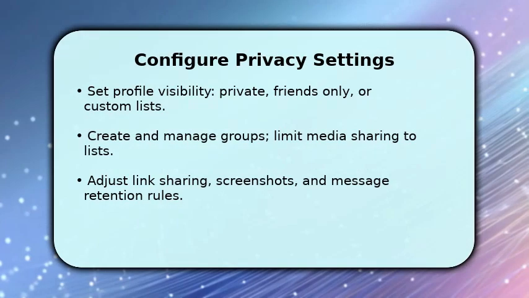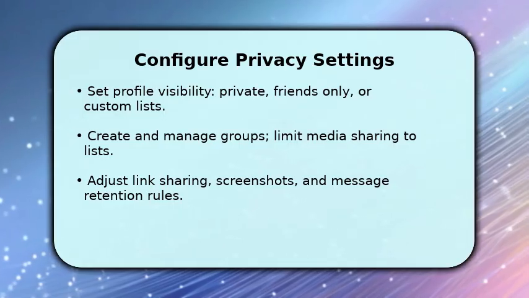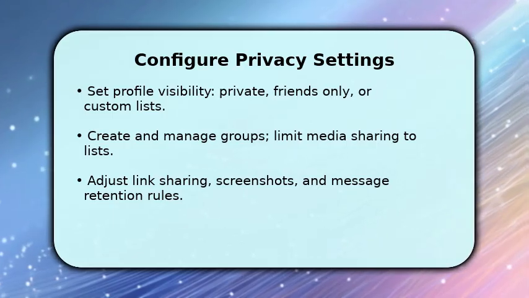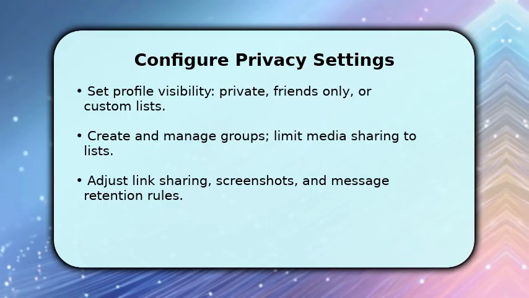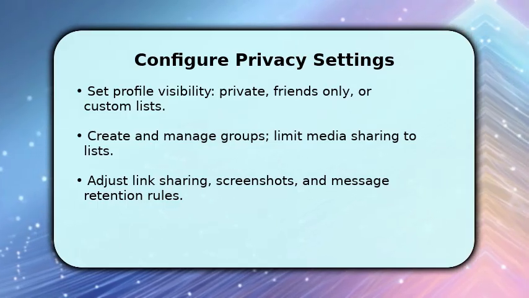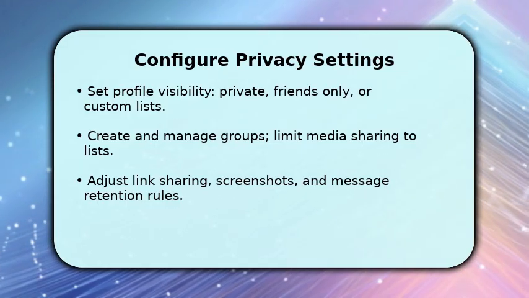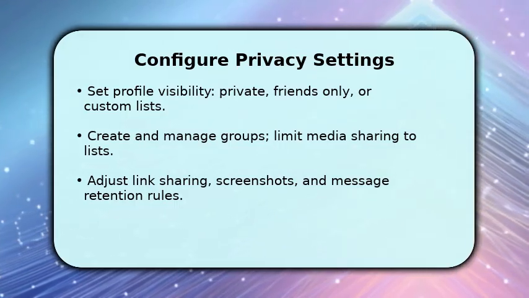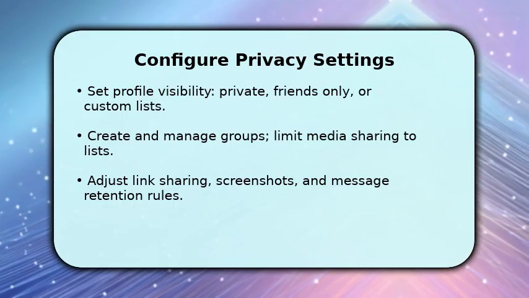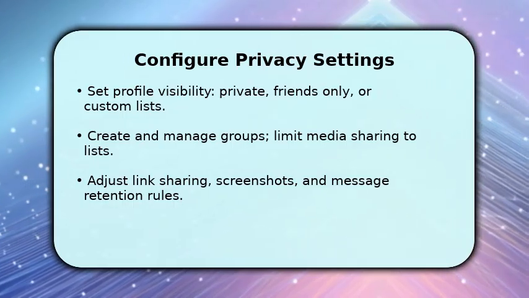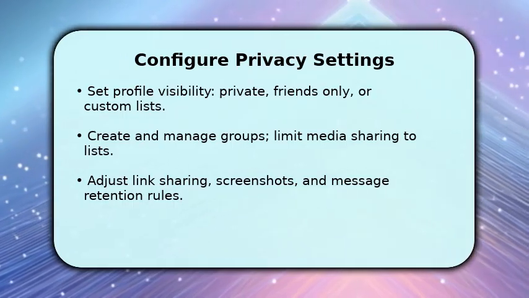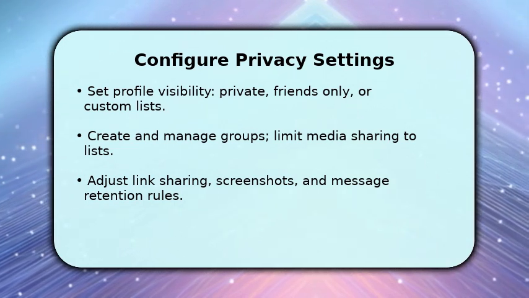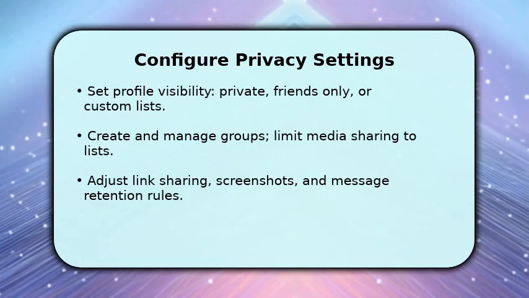Now you configure privacy controls to match your goals and audience. Go to Privacy, choose Private or Custom Lists, and place contacts into groups. This reduces accidental exposure. Then set media and link sharing rules so only selected groups can forward or save your posts. Make sure to enable screenshot alerts or disable screenshots if available, and set message expiration times to control retention. These detailed settings build layered privacy, and they explain why one misconfigured toggle could undo everything you just set.